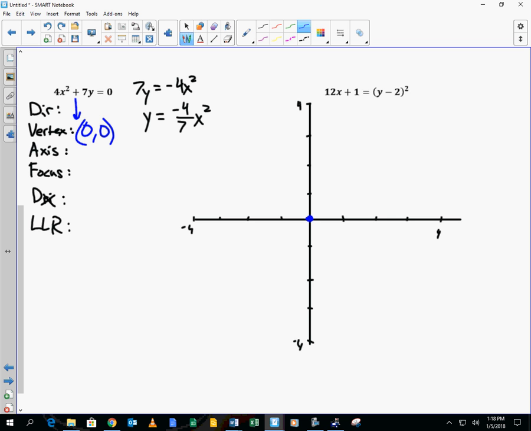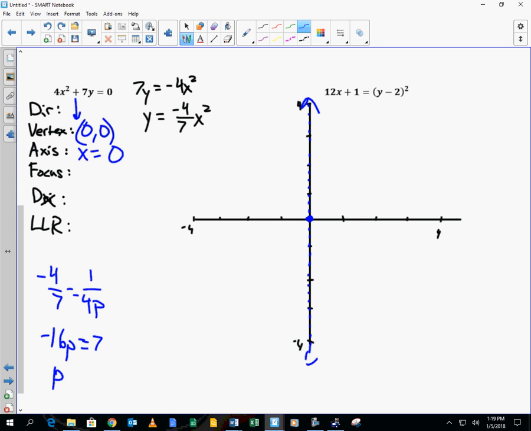Axis of symmetry, vertical or horizontal? Vertical. What's the equation for the axis of symmetry? X equals 0. Okay, that's all review. As we move on to these next three, what do I have to do? Find P. A equals 1 over 4P. So negative 4 over 7 equals 1 over 4P. Cross multiply. Negative 16P is equal to 7.